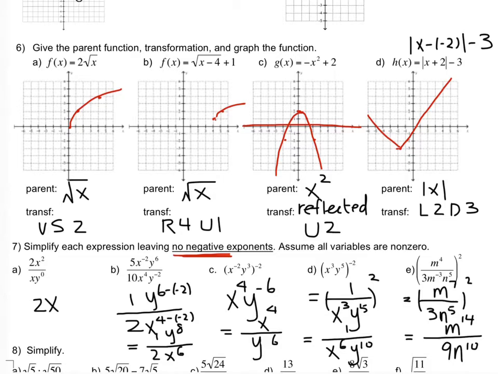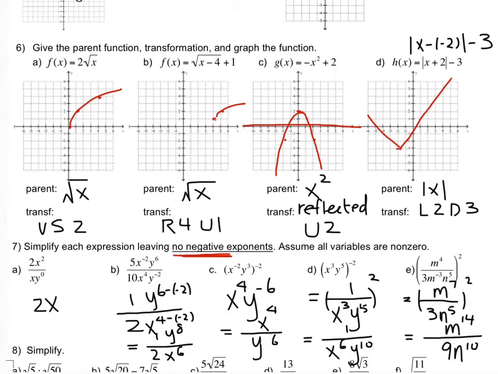Letter E, this one I like to simplify the content inside the parentheses first. So m to the 4th power divided by m to the negative 3 power. So 4 is greater than negative 3. 4 minus negative 3, that makes m to the 7th power. Divided by 3, n to the 5th power. Followed by 2nd power. So now 7 times 2, I have 14. m raised to the 14th power.